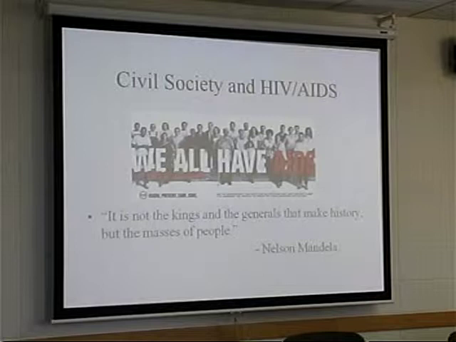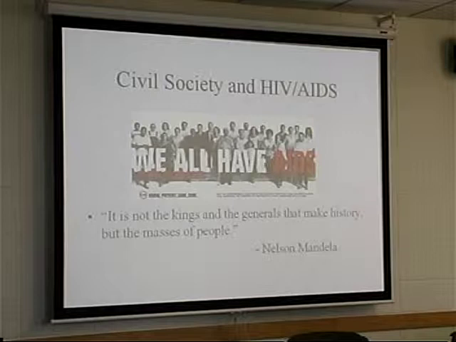And then I have this little picture: we all have AIDS if one of us does. It goes back to the idea that not just AIDS affects everybody, but illness in one area affects illness in every area, not only on an economic level. It's really important that we acknowledge the suffering of other people, because it contributes to our own suffering. And as Nelson Mandela so nicely put it, it is not the kings and the generals that make history, but the masses of people. And then Will Smith too.